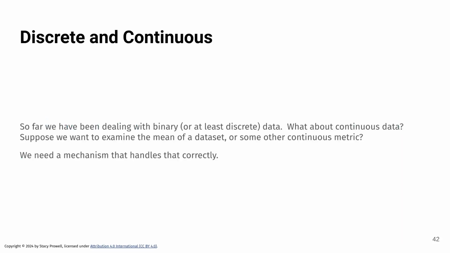So far, we've been dealing with a binary choice, right? Yes or no. I'm a communist or I'm not a communist. But what about continuous data? Suppose we want to know what's your age, or we want to know the average of something, or we want to know the total number of people that fall into a given category. That kind of data, well, this approach isn't going to work for that. Right? We need a mechanism that handles continuous data.